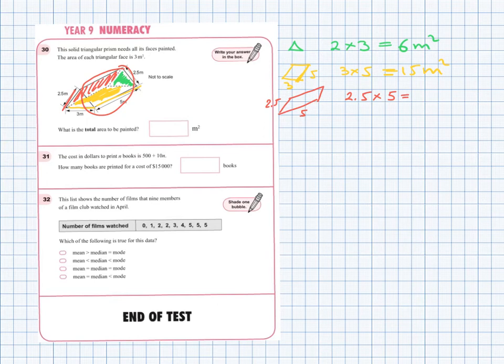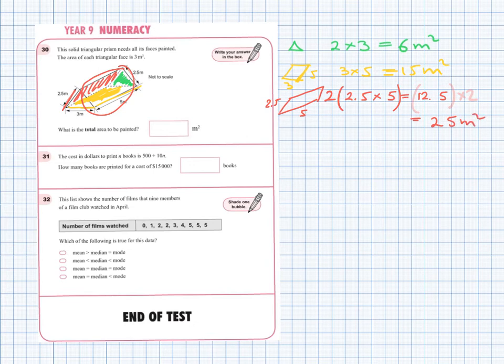And this one is going to be what? 5 is going to be 12.5. And we have 2 of those. So it's going to be 2 times this, so 2 times 12.5. So that is going to be 25 meters squared.